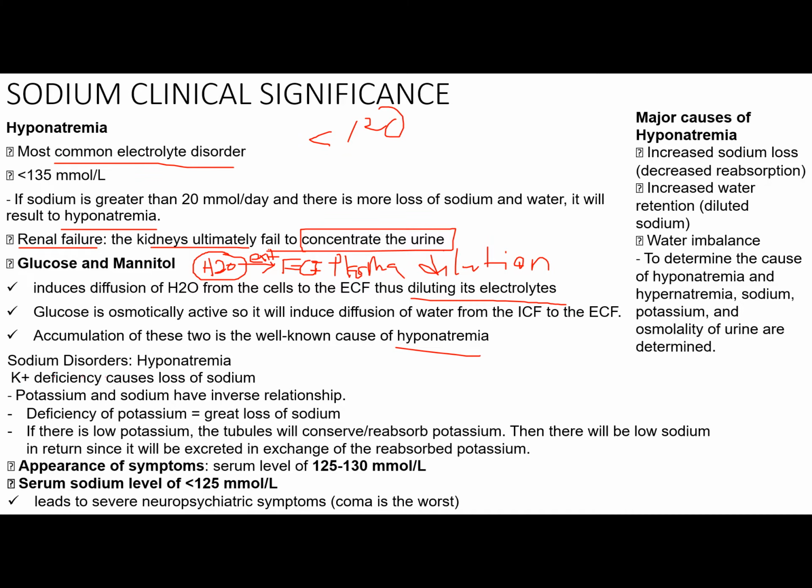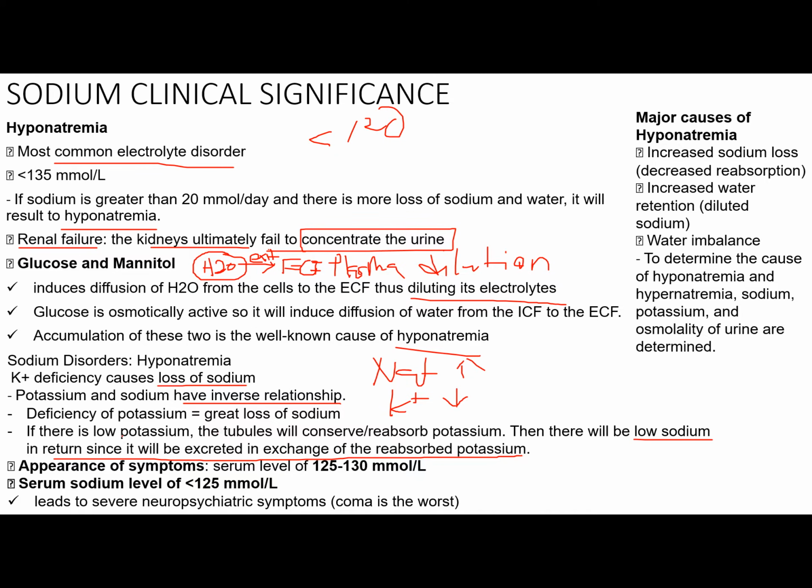Now, sodium disorders, hyponatremia, class, potassium deficiency causes loss of sodium. Potassium and sodium, class, have an inverse relationship. Kaya lagi in your laboratory, if you see a result wherein the sodium is high, most likely, class, your potassium is low. Ganyan lagi yan. Usually, inverse talaga sila. Deficiency of potassium equals great loss of sodium. If there's low potassium, the tubules will conserve or reabsorb potassium. Then there would be low sodium, since it will be excreted in exchange for the reabsorbed potassium.